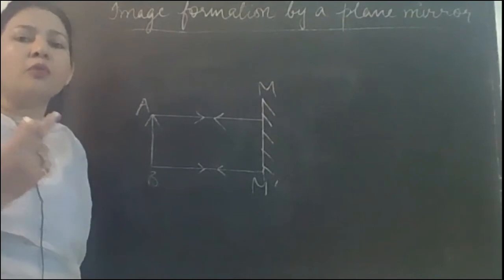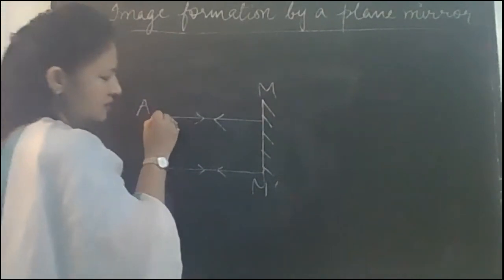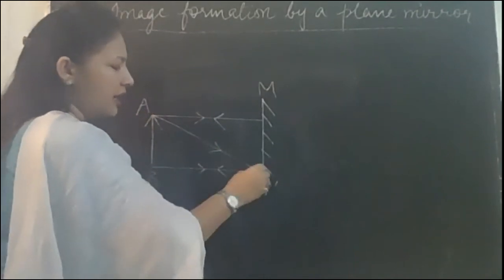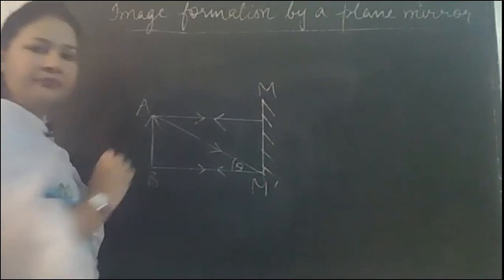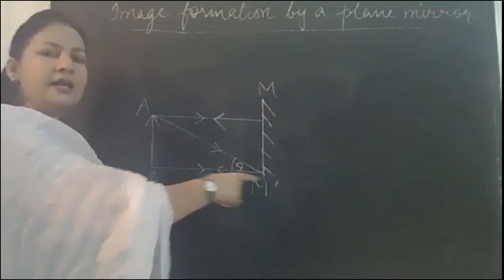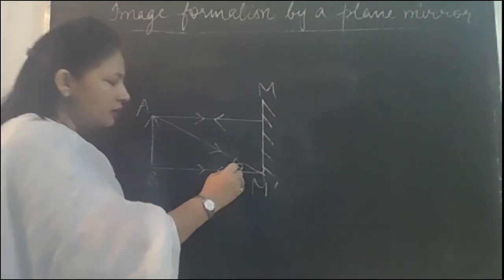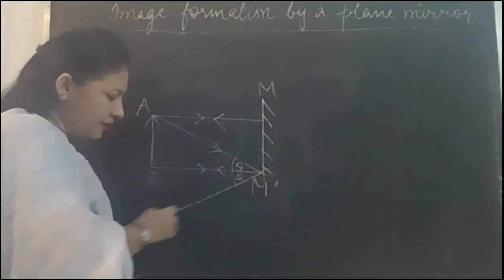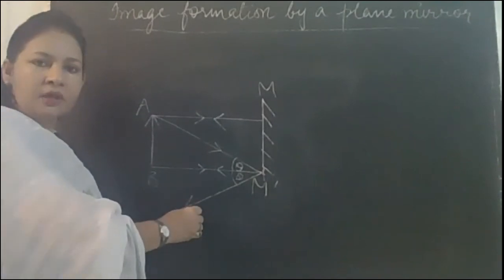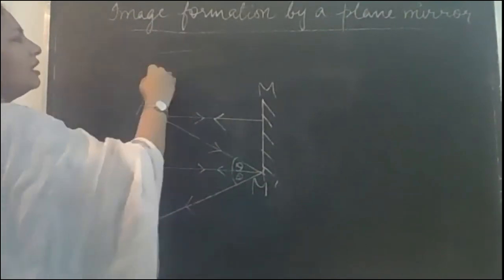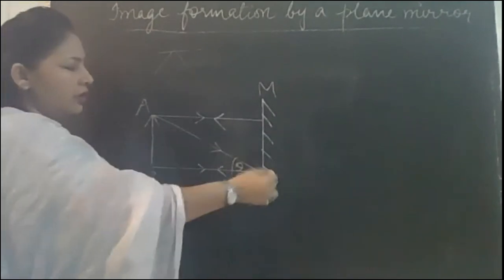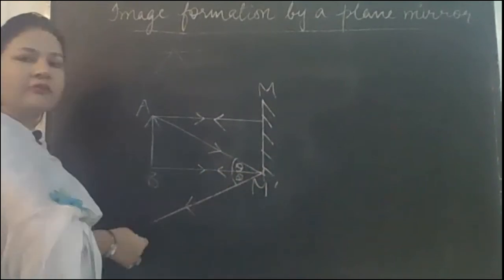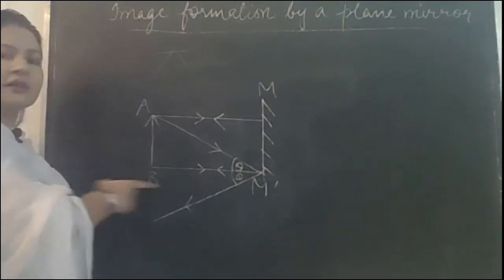Let's take one more ray which is emerging at a certain angle and hitting the mirror at a certain angle theta. Then according to the laws of reflection, the reflected ray will come back making the same angle theta. Now we are drawing it like this, right? So one more reflected ray we have got. So we are having three reflected rays.